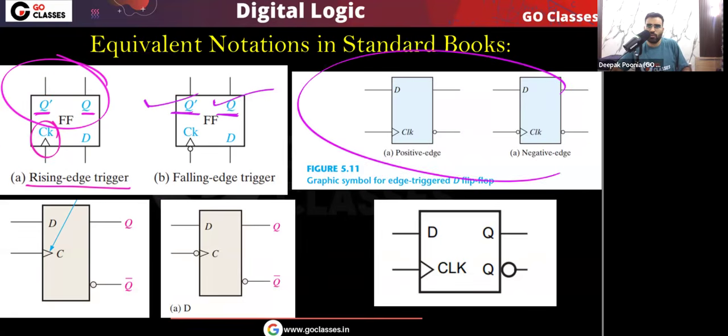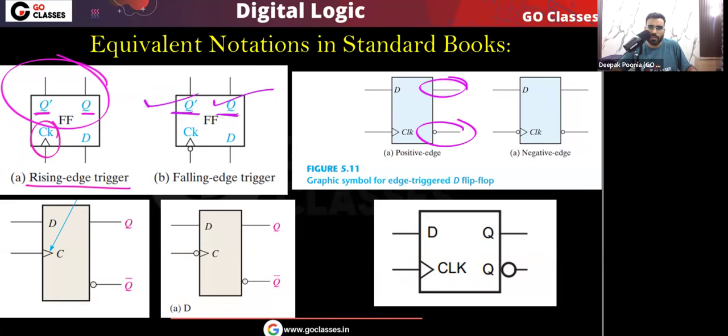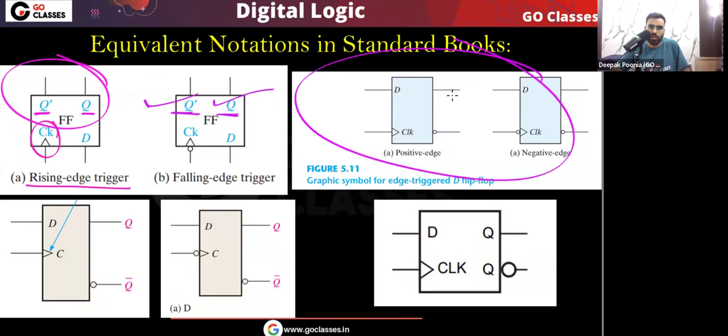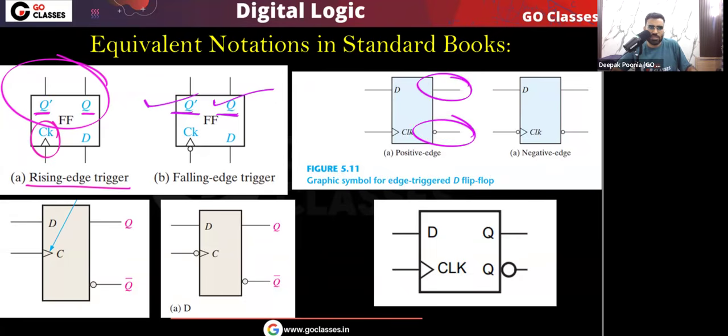Okay, now let's come to Morris Mano notation. In the Morris Mano notation, you can see again there is no confusion, because what they are basically saying is that if this is Q, this is Q complement. Okay, see, this is the Morris Mano notation. This screenshot is taken from Morris Mano. Again, there is no confusion here, because if this is Q, then this is Q complement, because they are not writing what is inside here.